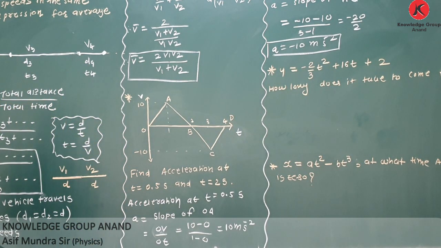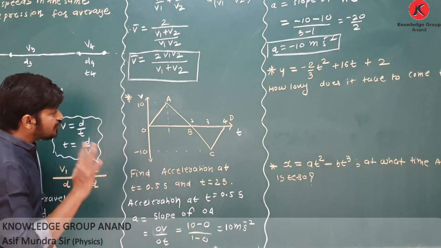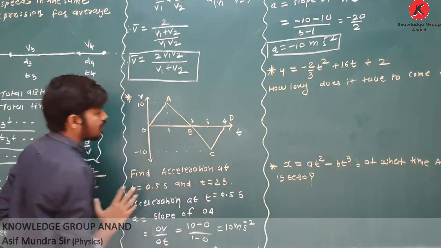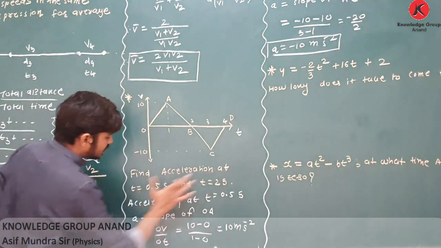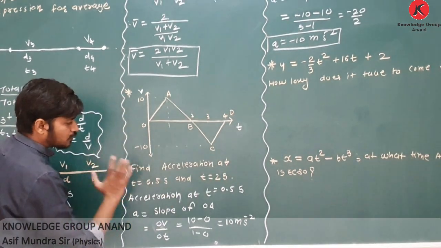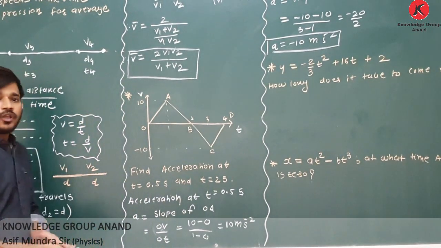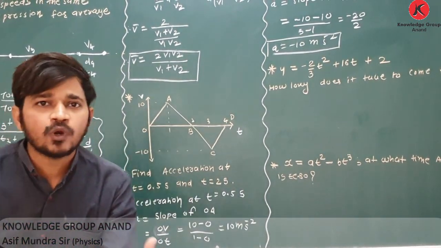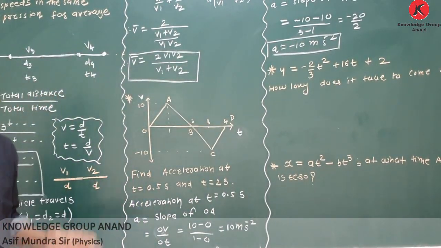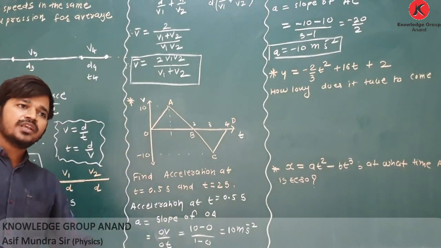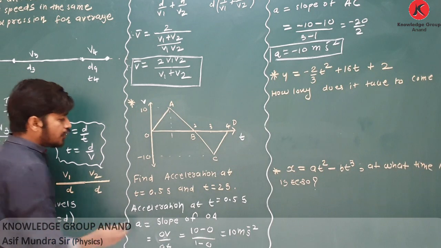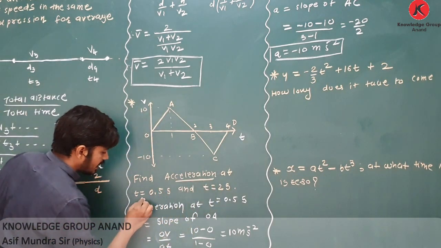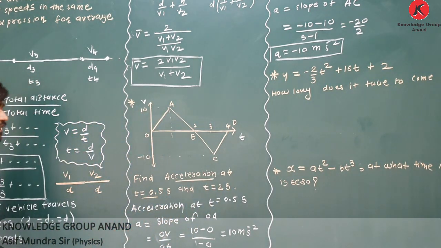Now, one more question. It is based on a graph. See, you are given one VT graph. Your question is to find the acceleration at time t is equal to 0.5 second and at time t is equal to 2 second. You may also ask, okay, what are the displacement and distance? Displacement and distance we have calculated in the last lecture. Now your question is, you have to find the acceleration at time t is equal to 0.5 second.